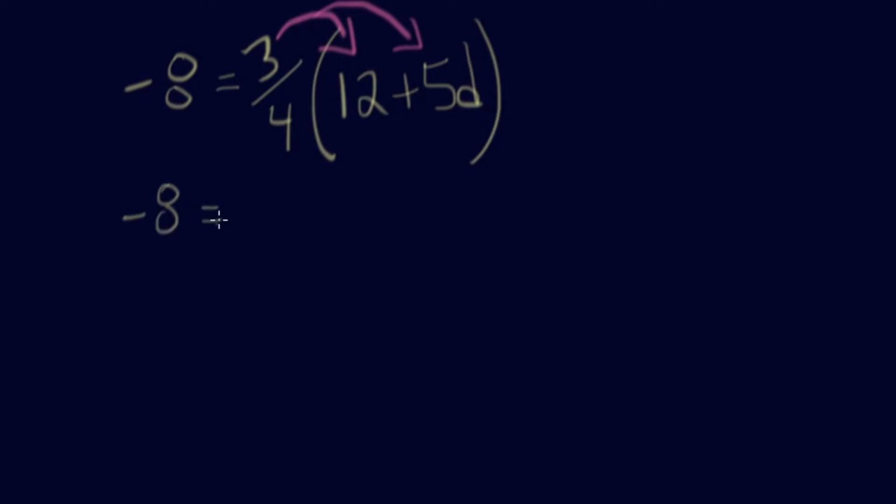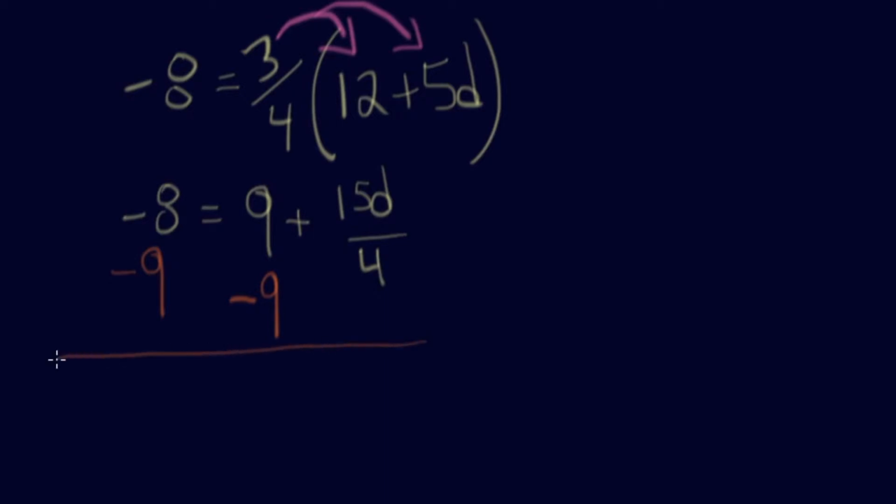So negative 8 is equal to, what's 3/4 times 12? That gives us 36/4, which is just going to be 9. You can use a calculator for that if you want. And then we're going to get 15d/4. Oof. Now these are ugly numbers, but fear not, it's not that bad. I'm going to subtract 9 from both sides, and that leaves me with negative 17 is equal to 15d/4.